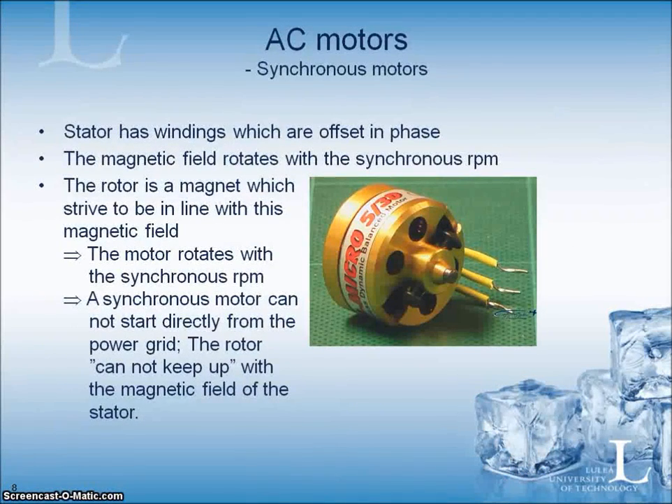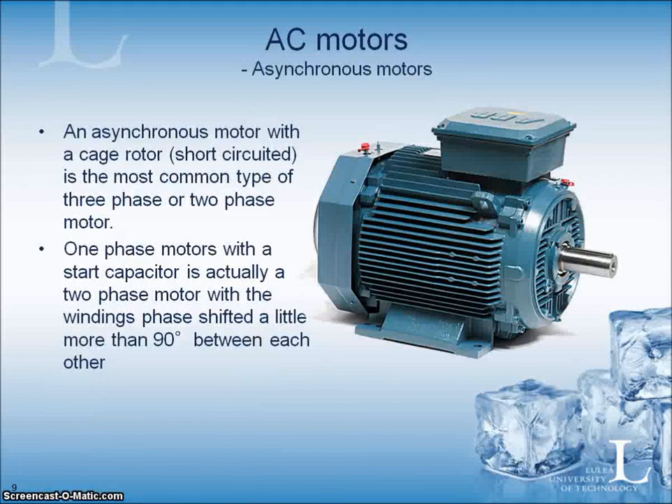If we move to asynchronous motors, we have normally a cage rotor, which is basically short circuit. This is the most common type of 3-phase or 2-phase motor used in industry. Here you can see a typical industrial asynchronous motor.